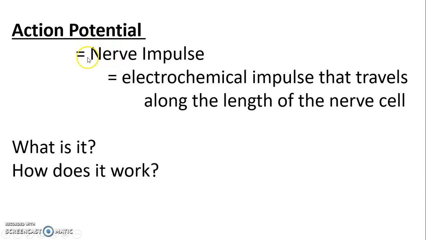Action potential is the fancy scientific name really for a nerve impulse. A nerve impulse is a traveling action potential. It's that mysterious thing we kept referring to, the electrochemical impulse. Who knows what that is? It's this crazy electrical activity going on in your nerves, and it travels along the length of the nerve cell, as you know. Well, what is it really and how does it work?